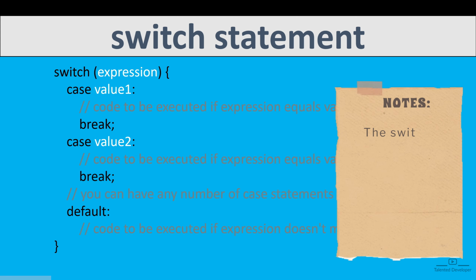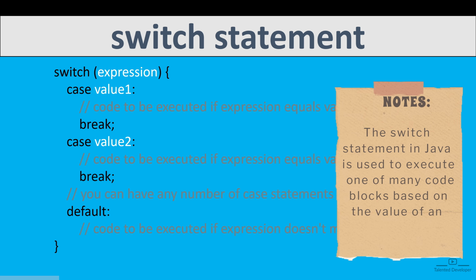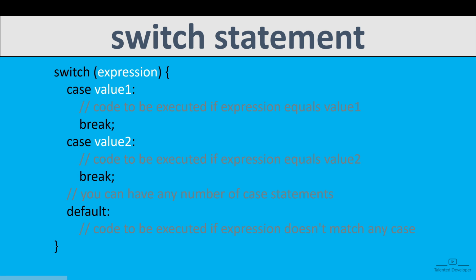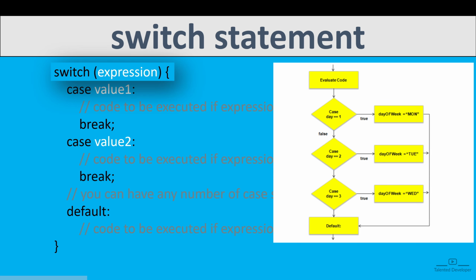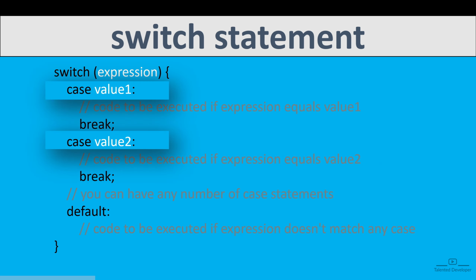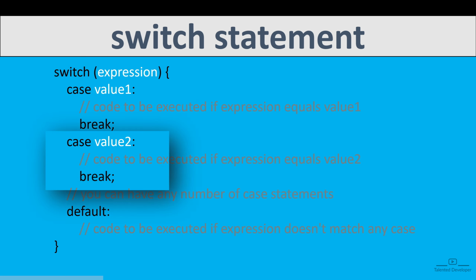The switch statement in Java is used to execute one of many blocks based on the value of an expression. That means if you see the syntax, you will get some idea. Here the expression is evaluated once. That means you will get a value inside the expression and the value will be compared with each case. Currently you can see we have two cases here, case value 1, case value 2. And if there is a match, the corresponding code block will be executed.